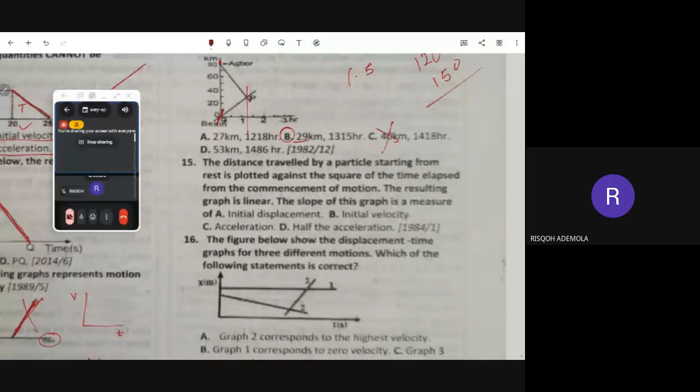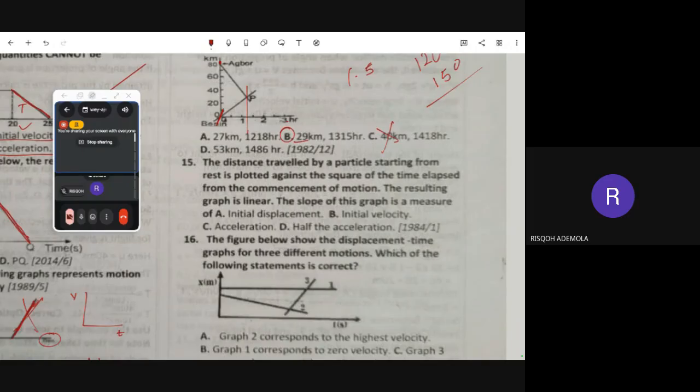So question 15, you can see all these ones are already questions. They give you a graph, something that you can trace properly. The distance traveled by a particle starting from rest is plotted against the square of the time elapsed from the commencement of motion. The resulting graph is linear. The slope of this graph is a measure of: A, initial distance; displacement; initial velocity; acceleration; or half the acceleration.